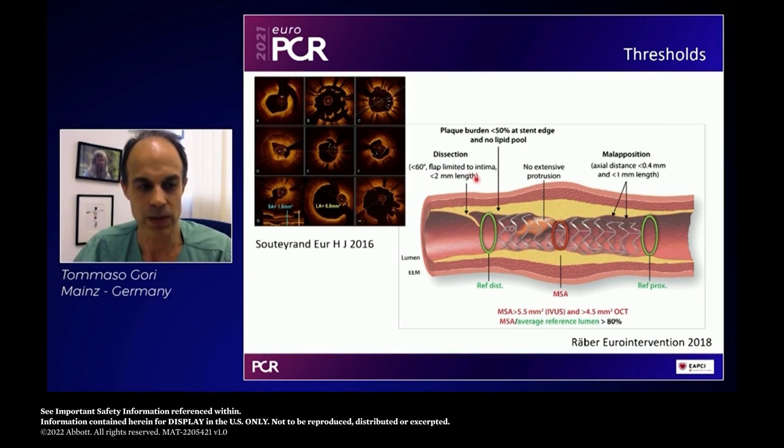The flap has to be limited to the intima, and the extension has to be less than 2 millimeters in order to be a non-relevant dissection. Your minimum stent area has to be in the range of 4.5 square millimeters, and the malapposition has to be less than 0.4 millimeters in the distance between strut and wall.